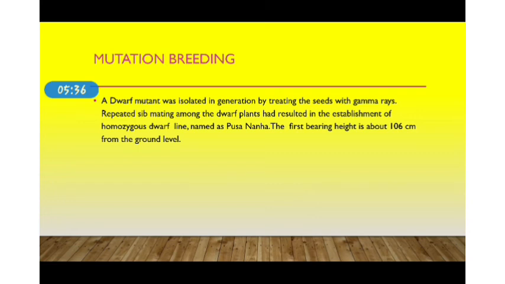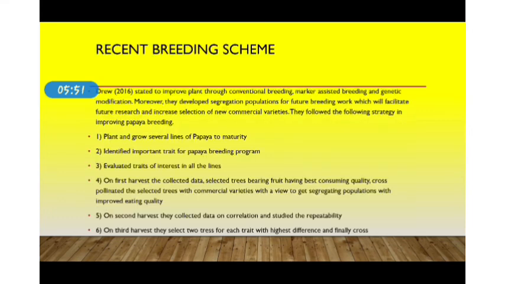A dwarf mutant was isolated in a generation by treating the seeds with chemical mutagen. Repeated sib-mating among the dwarf plants resulted in the establishment of a homozygous dwarf line named Pusa Nanha. The first bearing height was about 106 cm from the ground level.